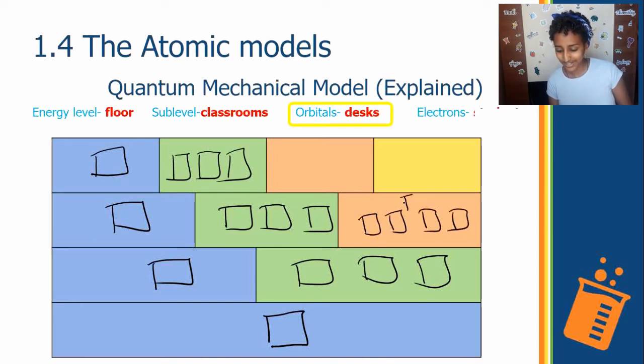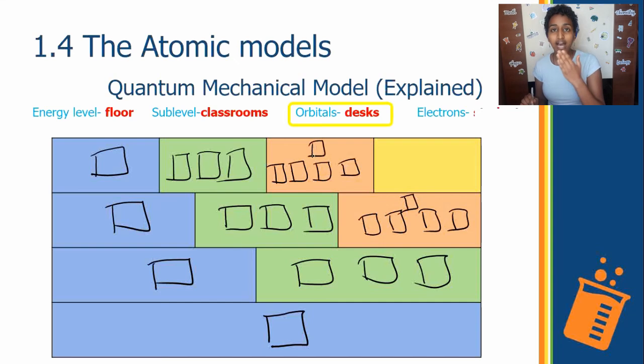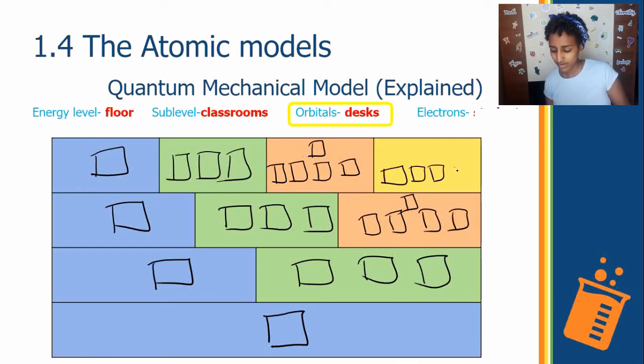Kind of running out of room here. 1, 2, 3, 4, 5 desks. Finally, we have the yellow classroom. The yellow classroom, the biggest and the special of them all, can hold 7 desks total. So 1, 2, 3, 4, 5, 6, and 7.